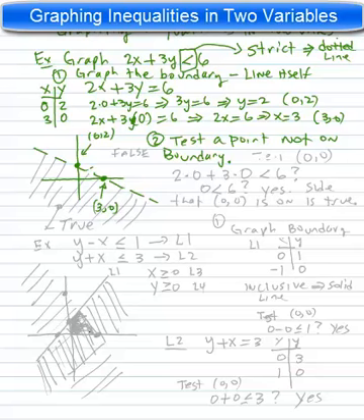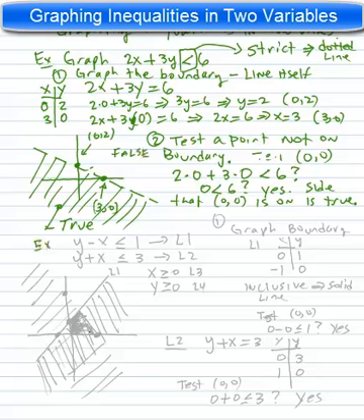Step 2 is to test a point not on the boundary. The goal is to shade the true side, and we find out which side is true by testing a given point. Suppose we want to test the point (0, 0). Is 2 times 0 plus 3 times 0 less than 6? Is 0 less than 6? Yes. The side that (0, 0) is on is true, and so we shade the corresponding side. And here is true, and up here will be false.